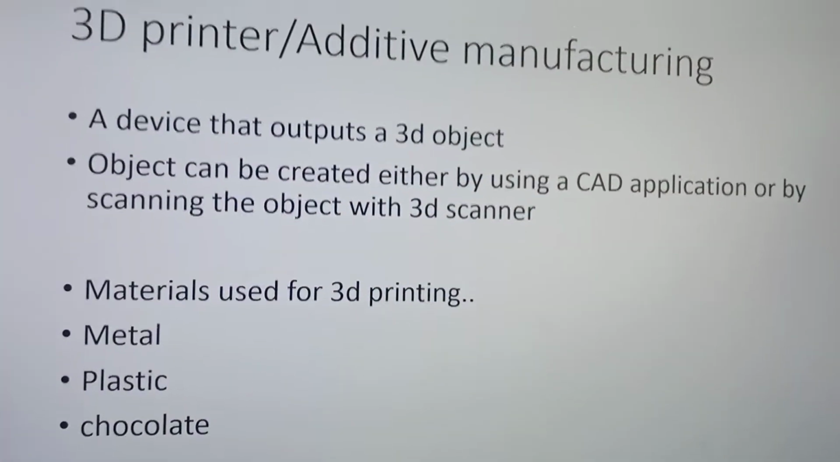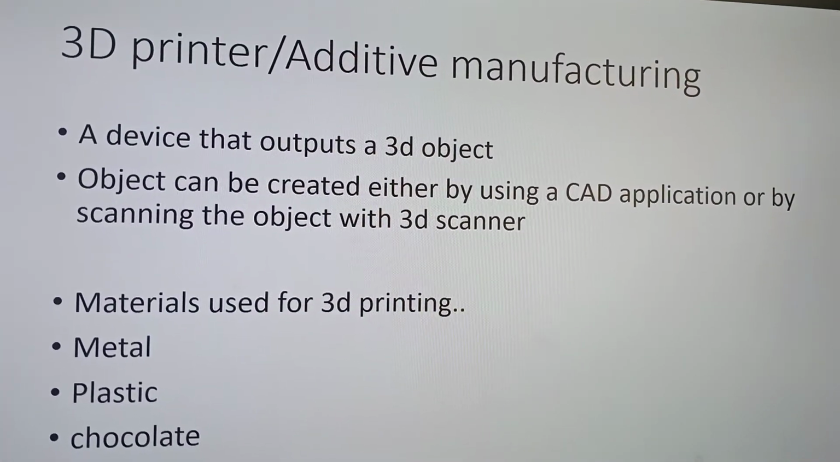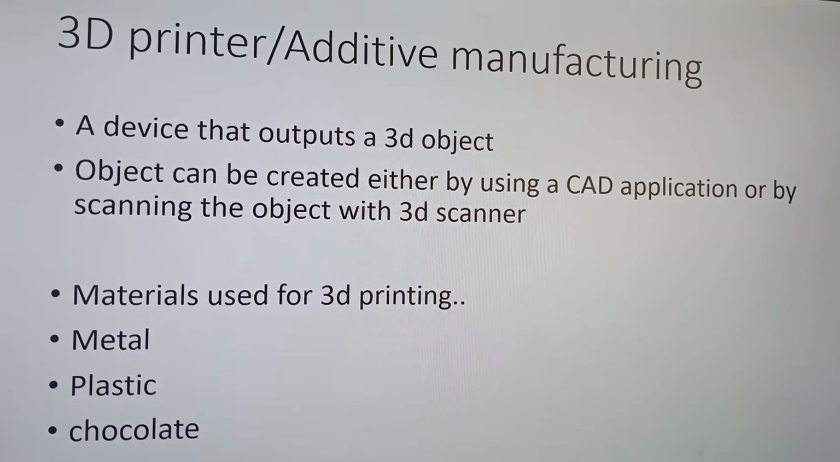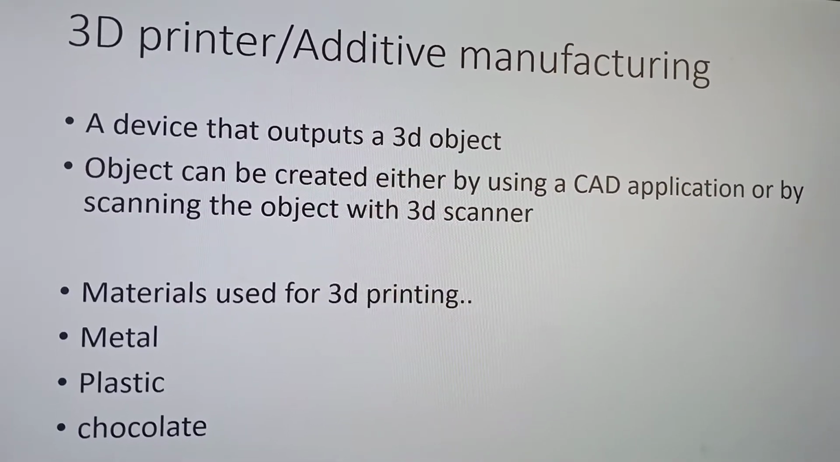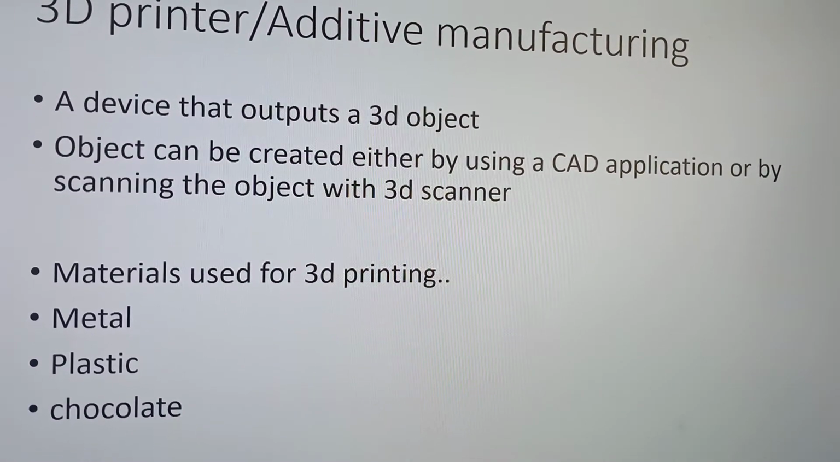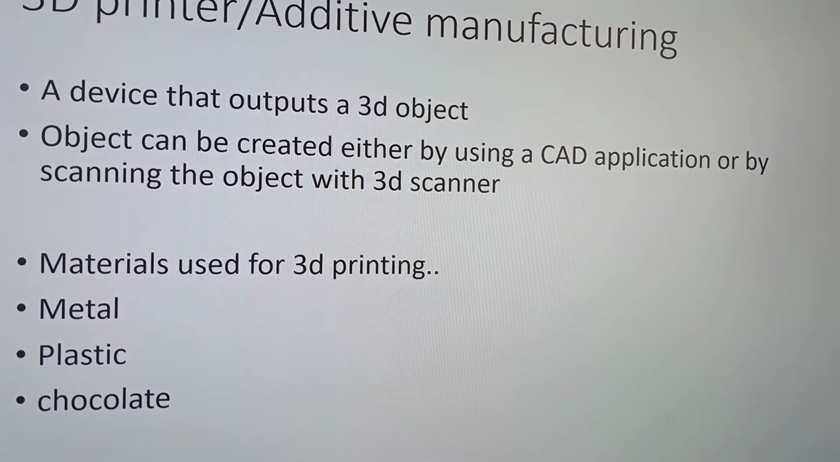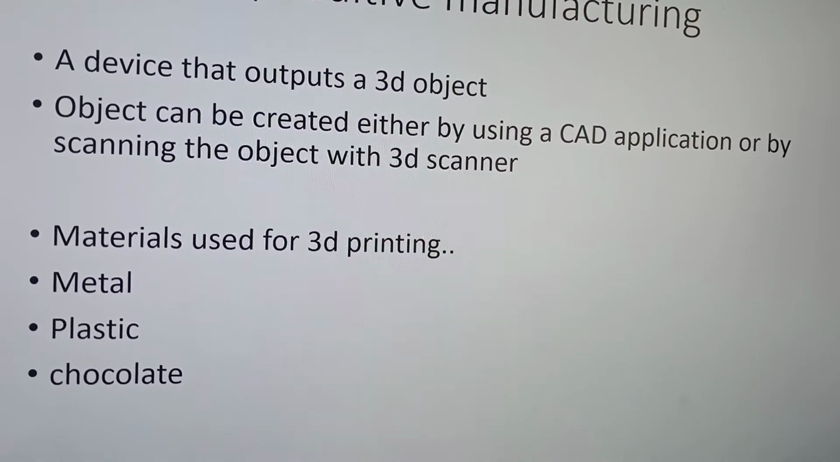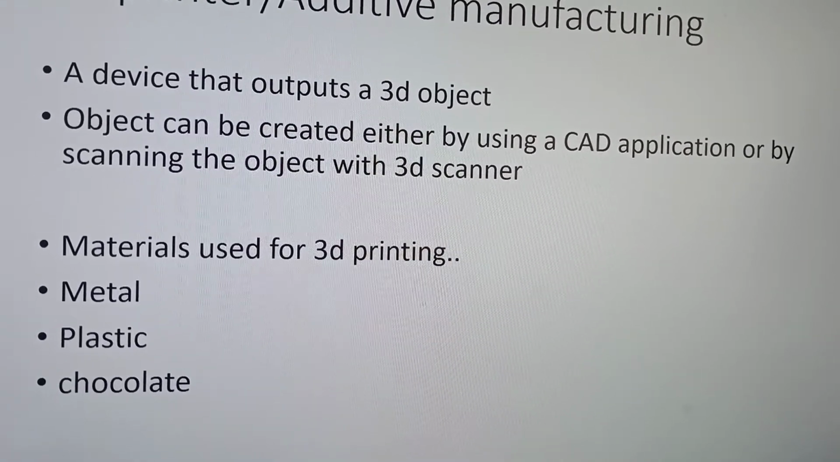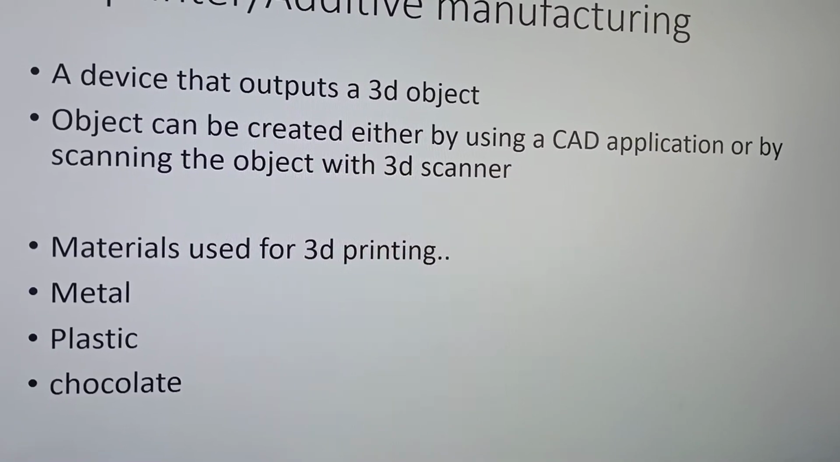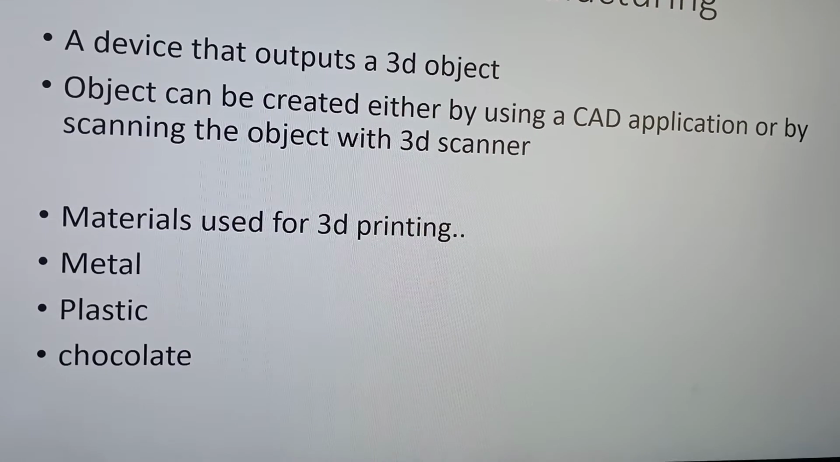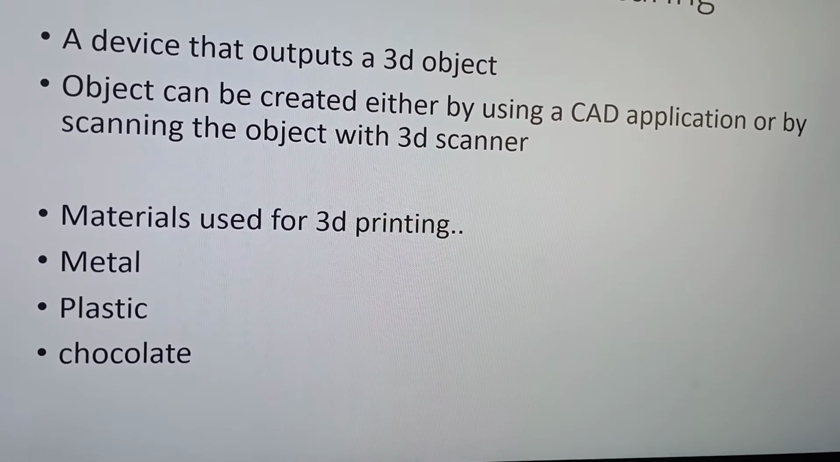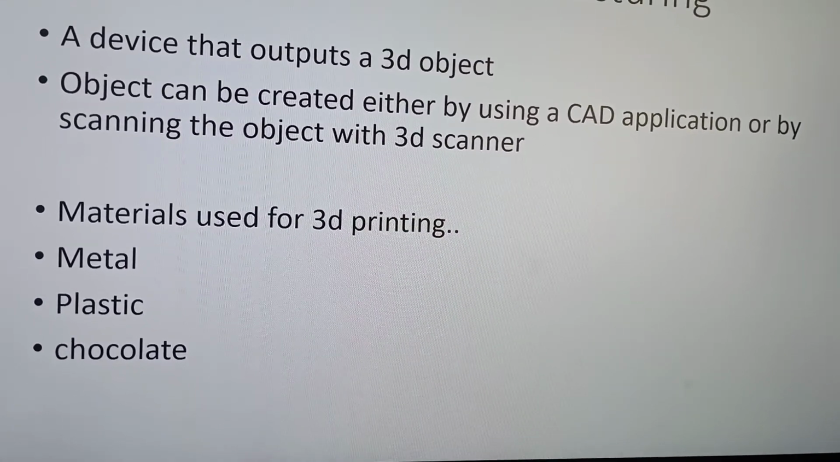This is the third type of printer. We call it a 3D printer or additive manufacturing, where we are going to print 3D objects. The object can be created either by using a CAD application, that is computer aided design application, or by scanning the object with a 3D scanner. We are going to make a replication of the image. We can use different materials for 3D printing like metal, plastic, chocolates, anything can be done.